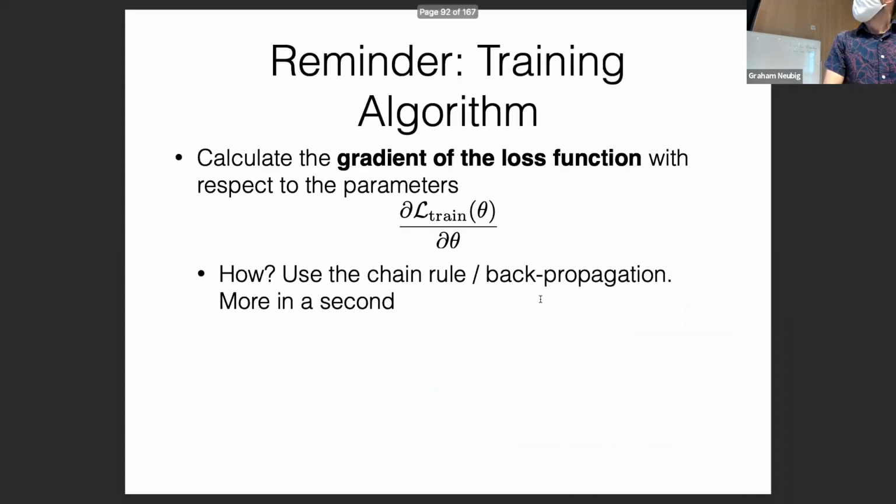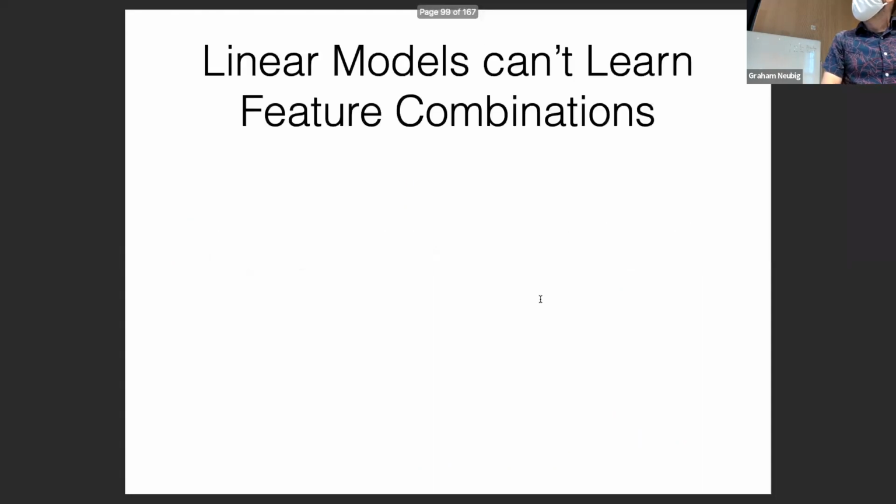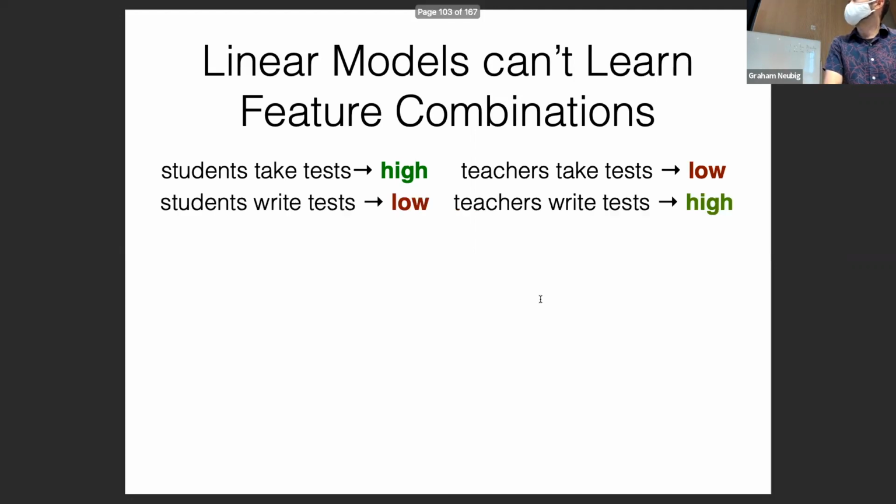Okay, let's move beyond linear models. The biggest problem with linear models is they cannot easily learn feature combinations. What do I mean by feature combinations? This is a good example here. We have students take tests, teachers take tests, students write tests, and teachers write tests.